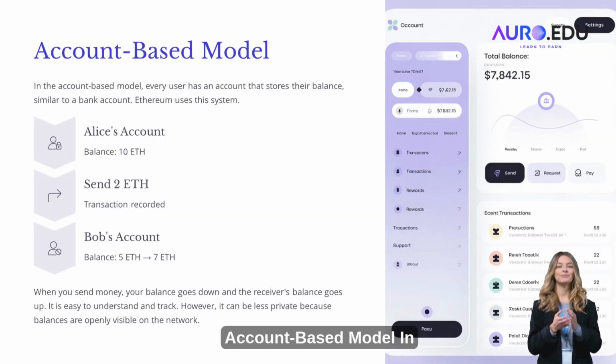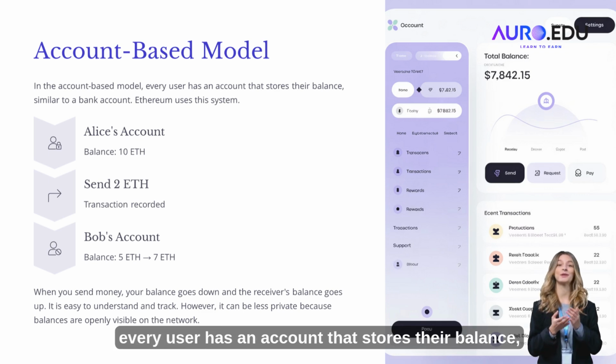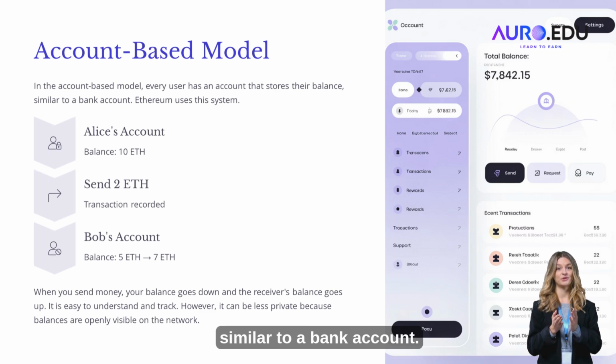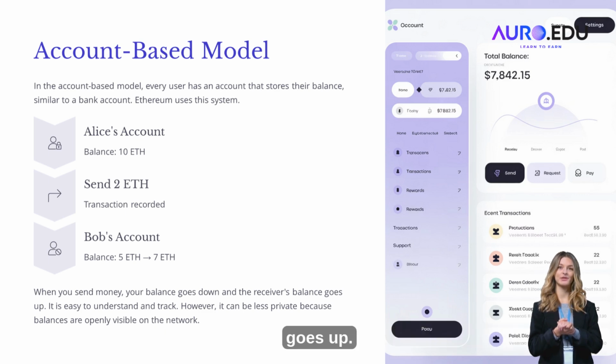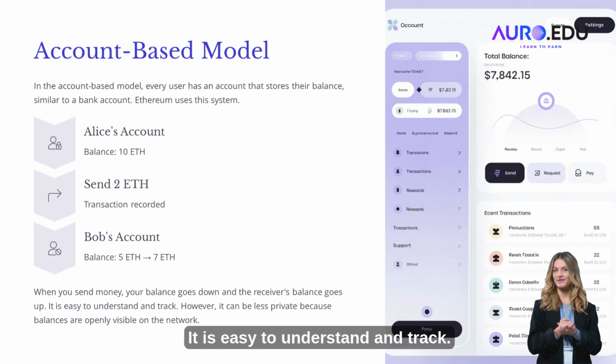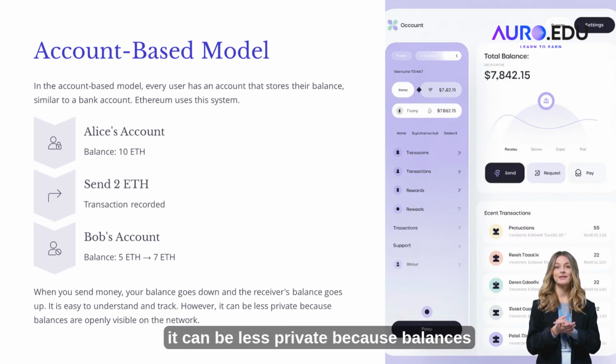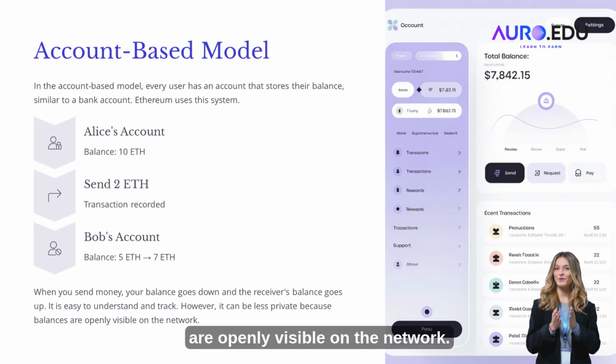Account-based model. In the account-based model, every user has an account that stores their balance, similar to a bank account. Ethereum uses this system. When you send money, your balance goes down and the receiver's balance goes up. It is easy to understand and track. However, it can be less private because balances are openly visible on the network.